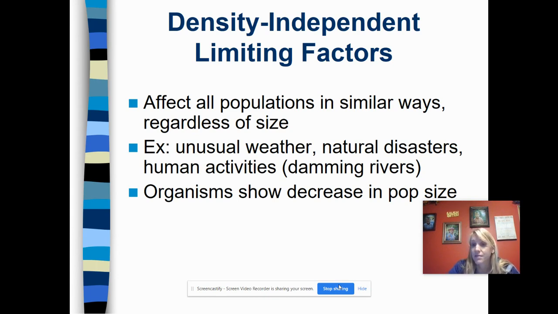So anytime it's a limiting factor, it causes the population size to go down. Because if I say, hey, I'm going to limit the number of cookies you get to eat today, what does that mean? That means that you don't get to eat as many as you want. You only get 2 or however many I say. I limited it. So a density independent limiting factor is independent of how dense the population is. That's where it gets its name. But it causes the population to go down.